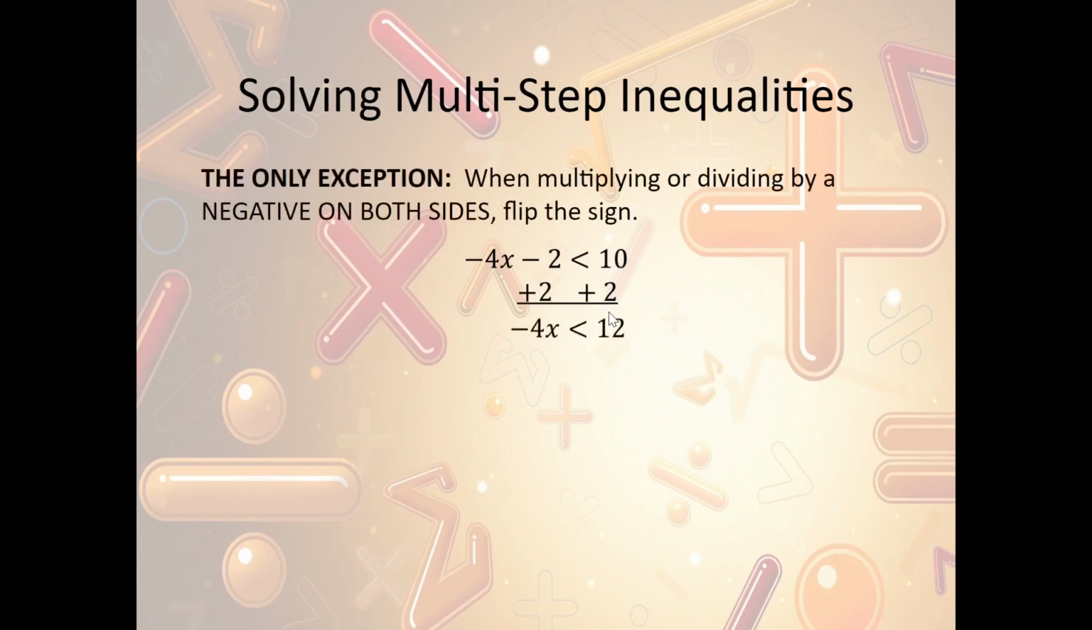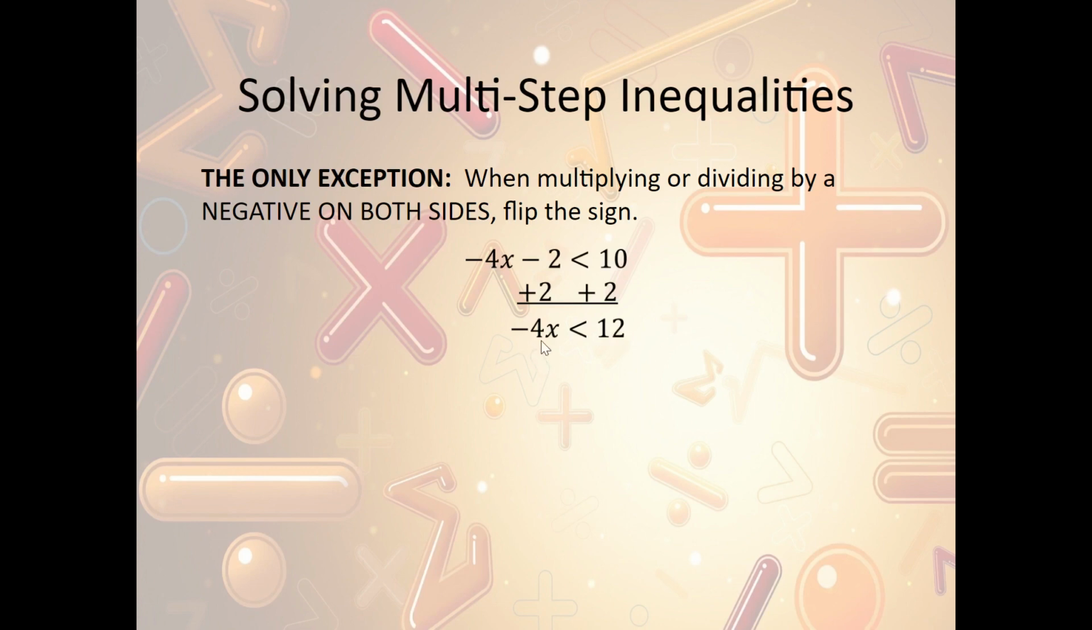Now here's the only rule that we need to know when we're dealing with this. So we treat it like an equal sign. However, if we ever divide both sides or multiply both sides by a negative number, we need to flip the sign to go the other direction.